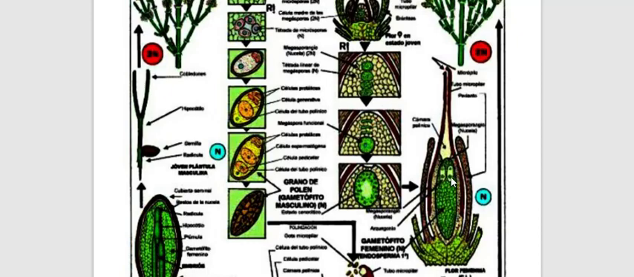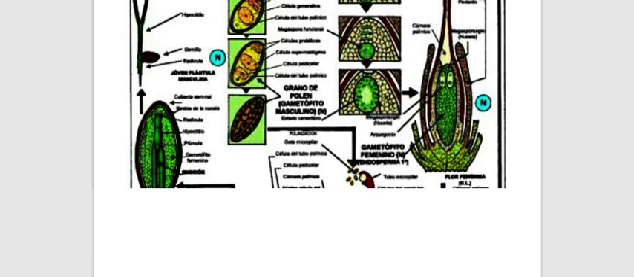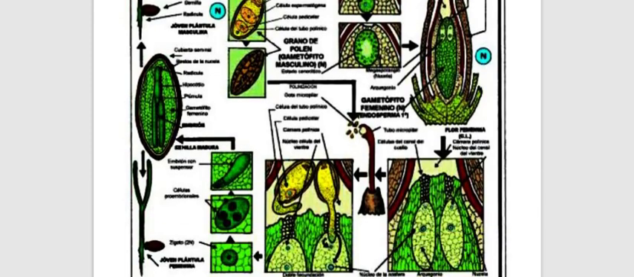And here 2 archegonia are present, and the structure of each archegonium is like this, in which a 30 to 40 celled neck region is present, and in the lower part of the archegonium, one ventral canal nucleus is present, and the other is the egg nucleus.